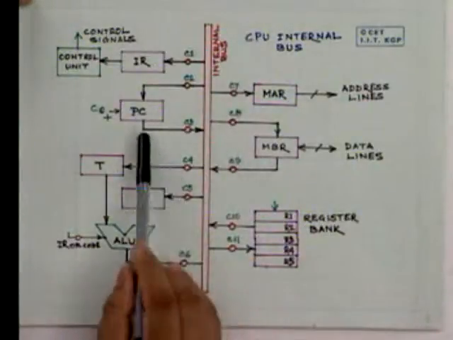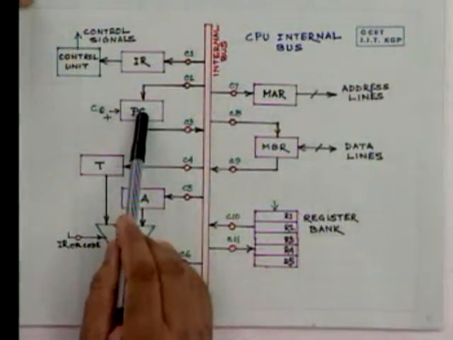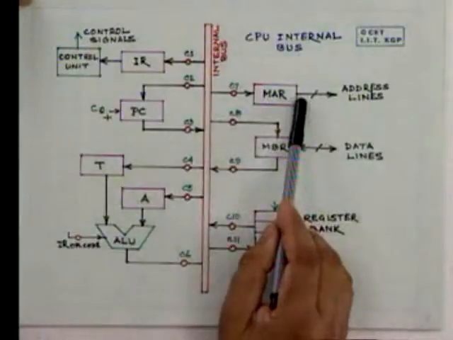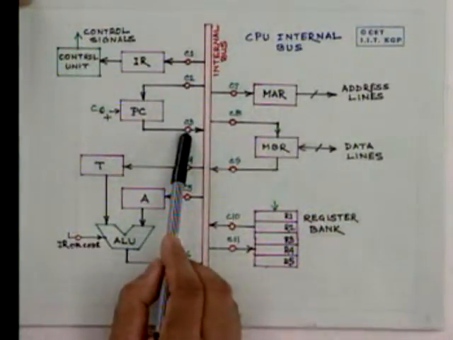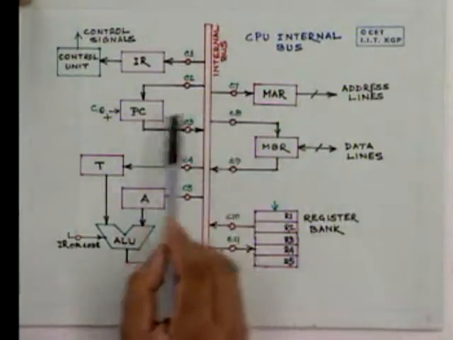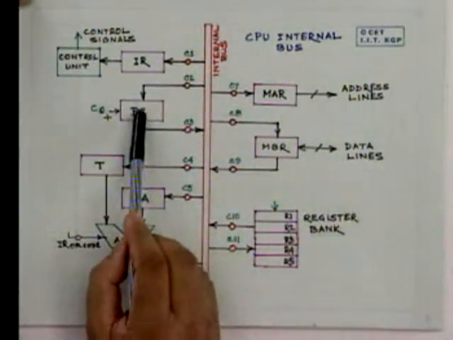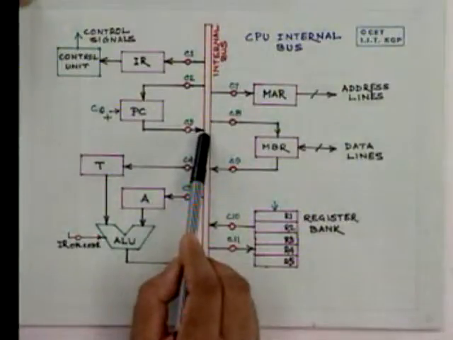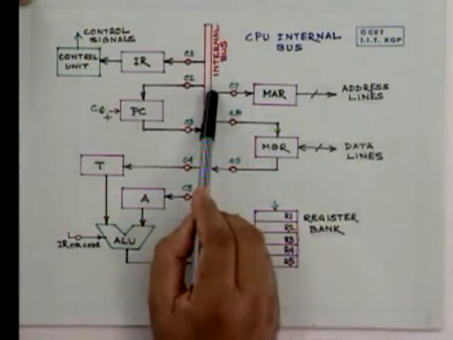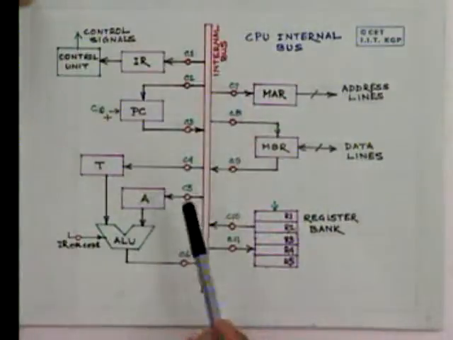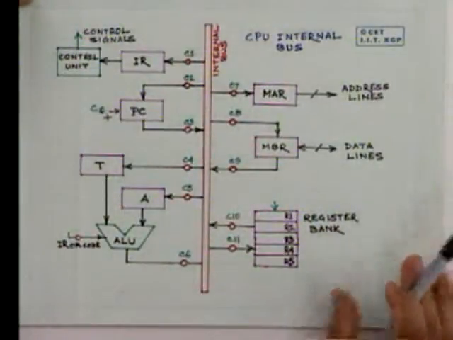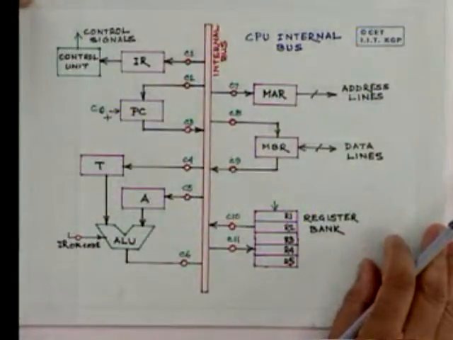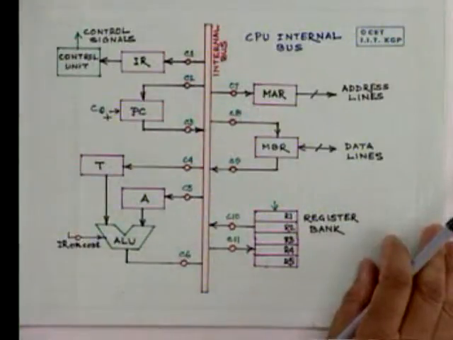For example, if we want to transfer data from PC to the memory address register, then the C3 gate should be open and the C7 gate should be open, so that the data with PC comes into this internal data bus, and that is now gated into the memory address register. With this picture, let us see how the different states of the instruction cycle are executed.